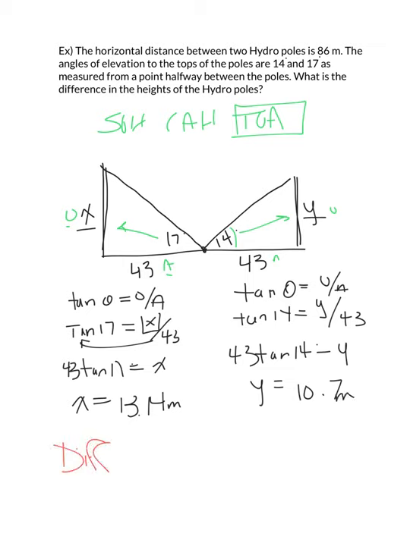Now if I want to go ahead and find my difference, I know that I just have to subtract. So the big one, take away the little one, is equal to 2.42 meters, or 2.4 meters. Now, since this is a word problem, a therefore statement would be needed. I just don't have any room, but it would say, therefore, the difference in height of the hydro poles is 2.4 meters.